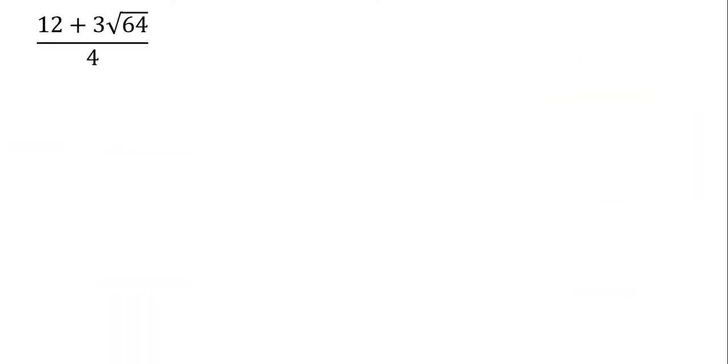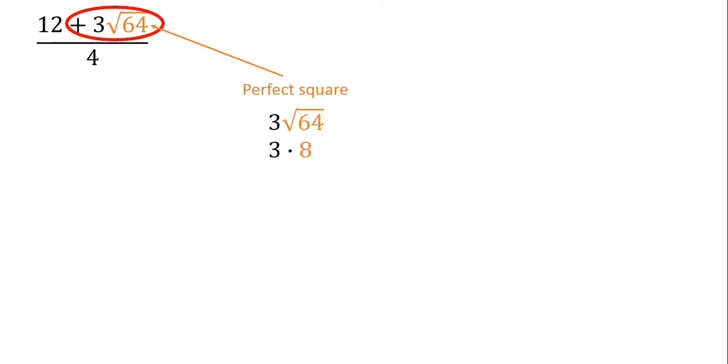Problem 3. 12 plus 3 square root 64 over 4. What will be the first thing that I do here? The first thing that I do will be to simplify 3 square root 64. Notice that 64 is a perfect square. I can take the square root of 64 right away. The square root of 64 is 8.